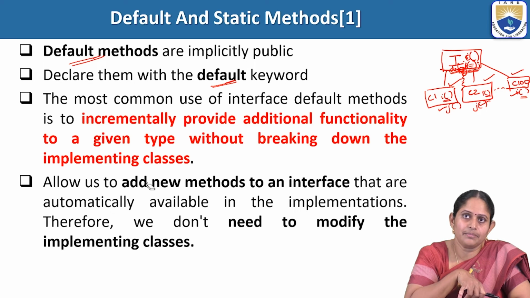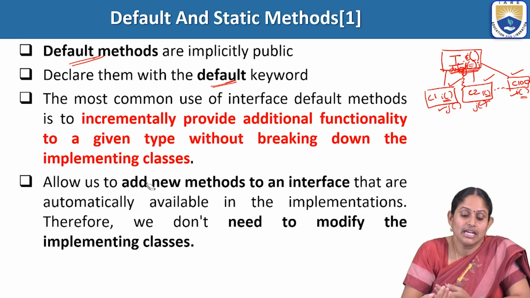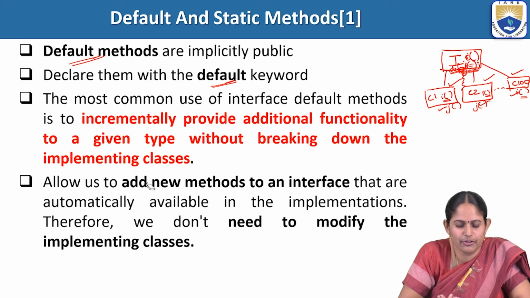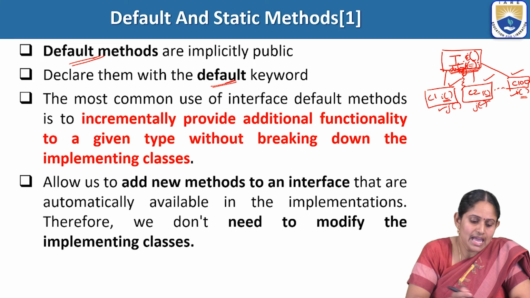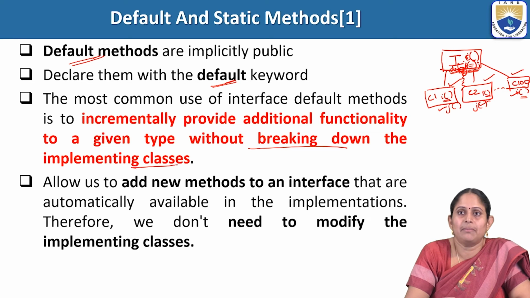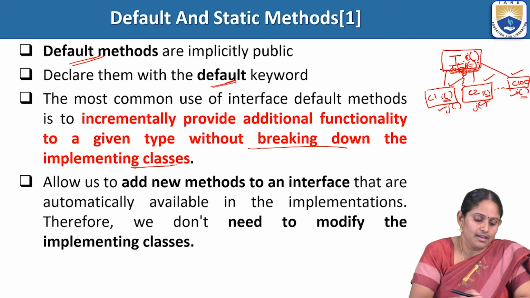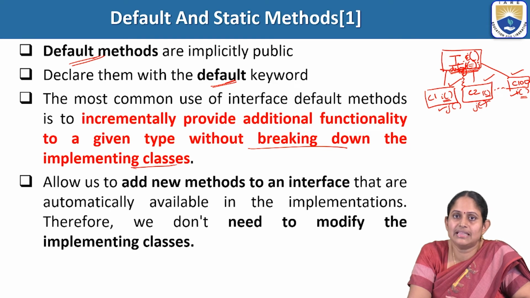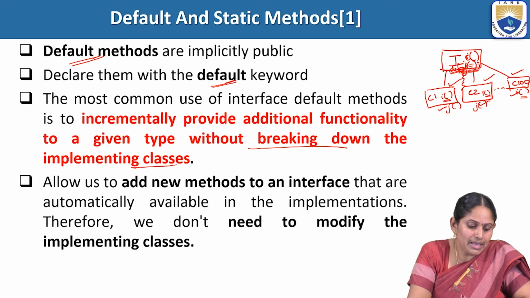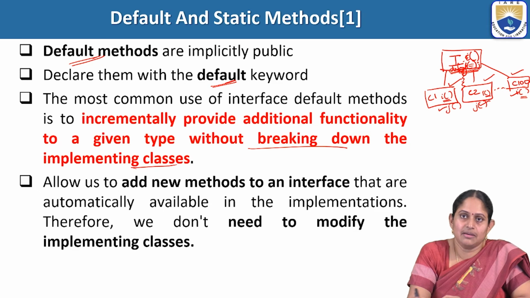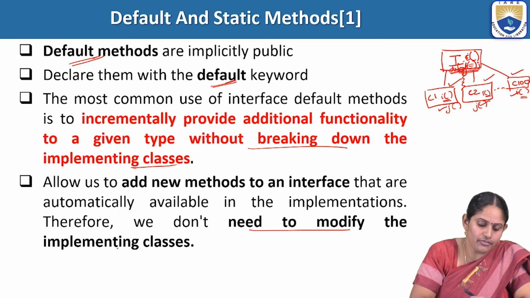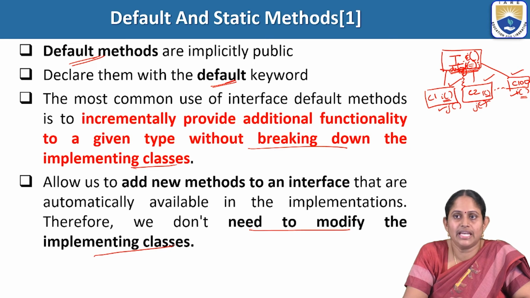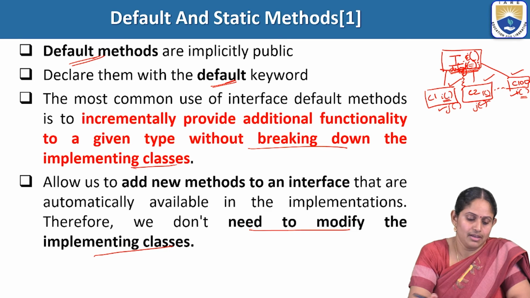The default methods inside the interface can have a body, and it prevents the breaking down of the implementing classes. So if we want to add new methods to an interface that are automatically available in the implementation, we make use of these default methods, and hence we need not modify the implementing class.